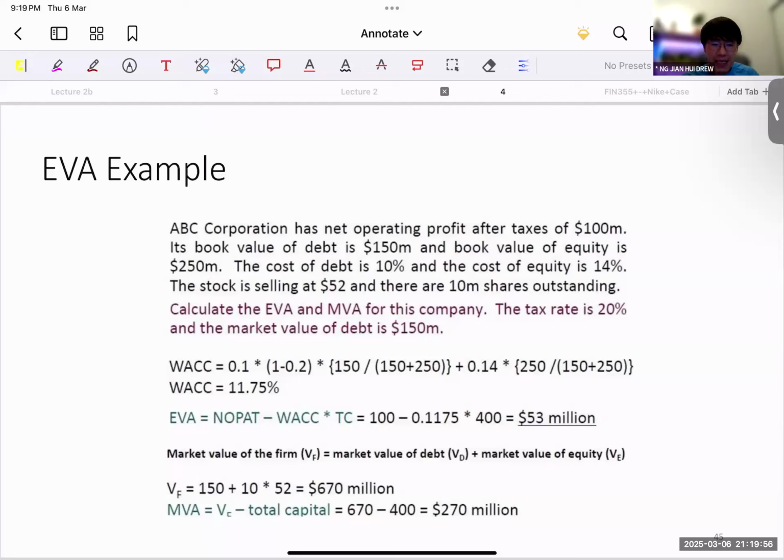So the WACC, what do we know? We know both the book value of debt and book value of equity. So we are using the book values for the WACC. Not the best, but this is a question, and there's no market value given, so no choice. Tax rate is 20%, so we take the pre-tax.